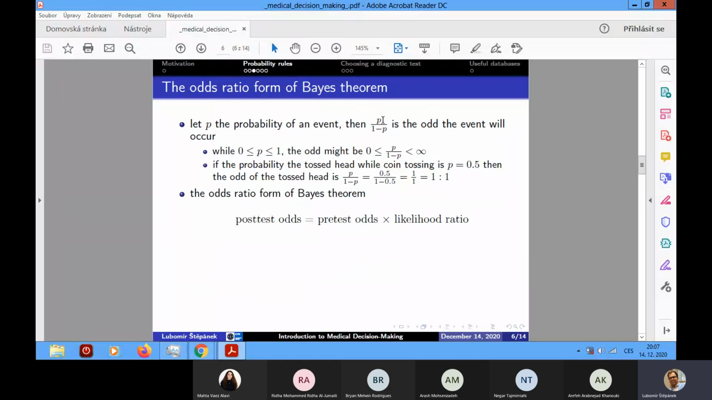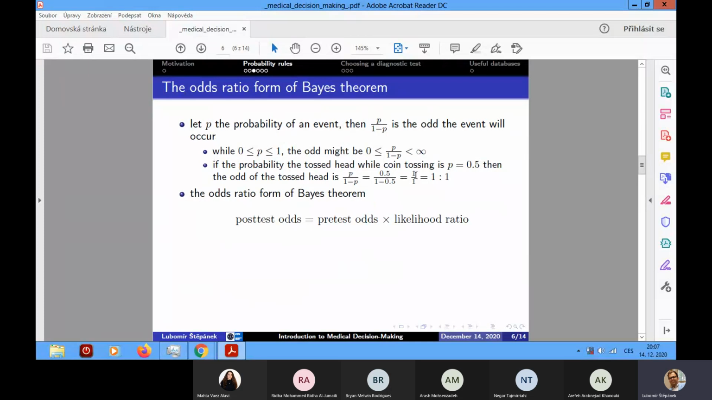But the odds are something a bit different. Here is an example for you: the probability of tossing a head while the coin is tossed. We know that if it is an unbiased, fair coin, the probability that heads will be tossed is exactly 1/2, so 0.5.